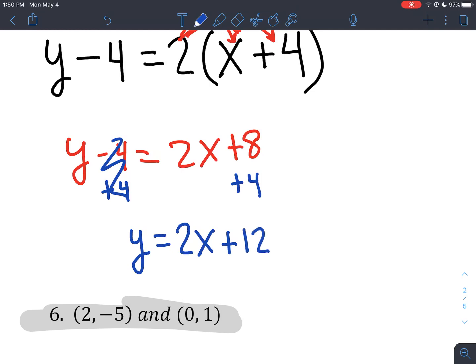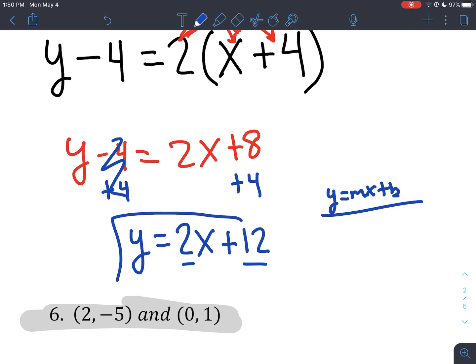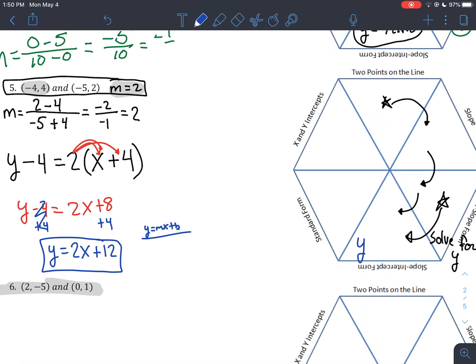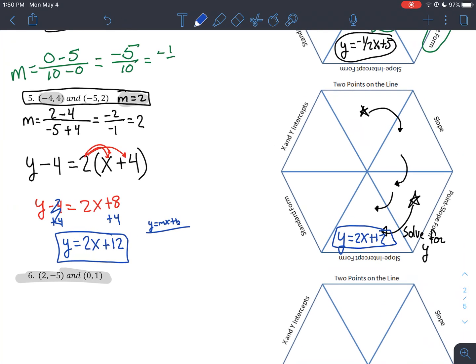Now if you look at this, this fits the form y equals mx plus b. So this is my slope-intercept form. The y is now by itself. Slope-intercept form. y equals 2x plus 12. So we started with 2 points and we worked our way around to get to 2x plus 12. Now, once again, we're going to talk about graphing these in future lessons. So we're just worried about getting there right now.